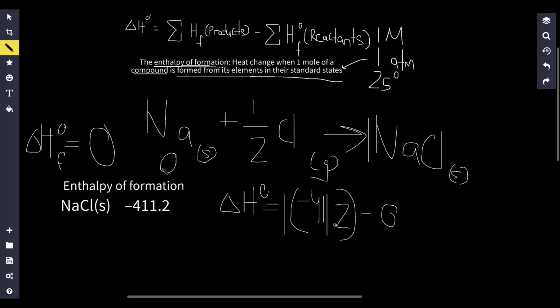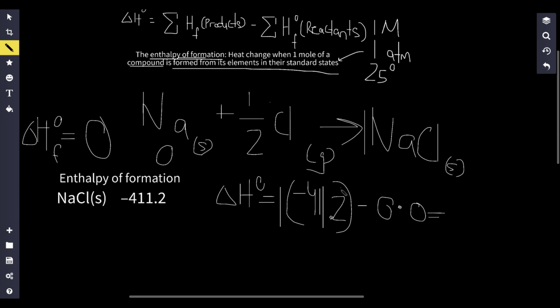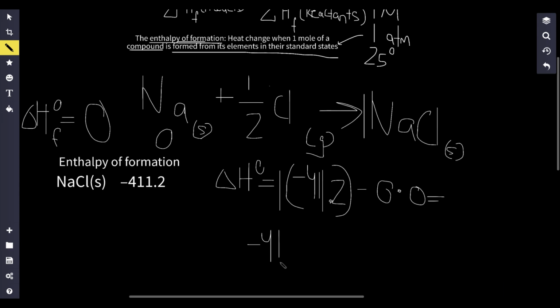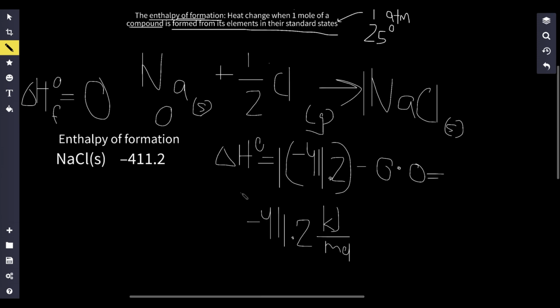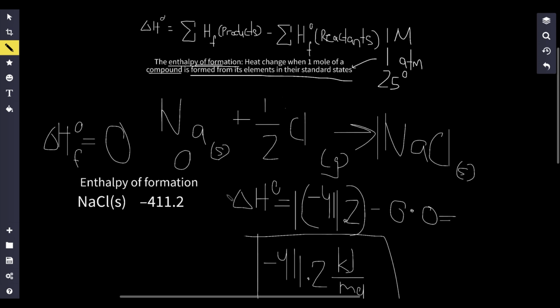Now, the same goes for the chlorine gas, by the way. We do not see chlorine gas in our table right over here, so we could just also assume that that's going to be equal to 0. It's already in the standard state. And then if you just do all of this, this is going to be negative 411.2 kilojoules per mole for our change in enthalpy. And that's going to be my answer.